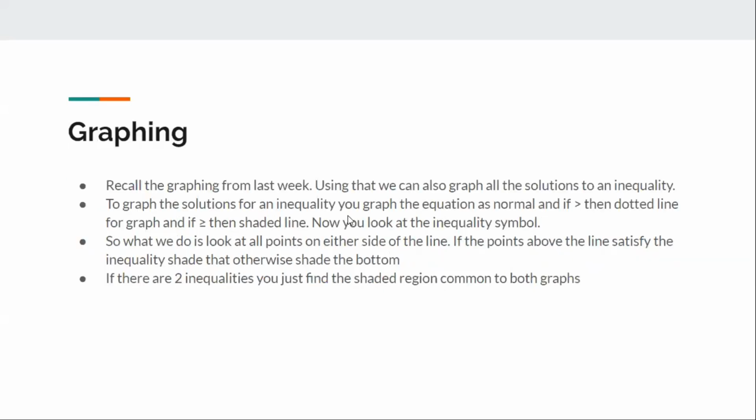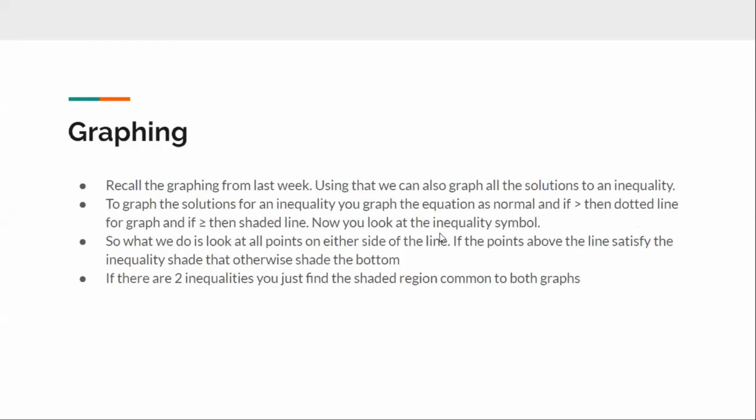Okay, graphing. So recall the graphing from last week. Using that, we can also graph all the solutions to an inequality. To graph the solutions for an inequality, you graph the equation as normal, and if it's greater than, then you use a dotted line for the graph. And if it's greater than or equal to, then you use a solid line. The reason you do this is because if it's greater than, you don't include the graph itself, because it's a strict inequality. But if it's greater than or equal to, you can include the graph as well.